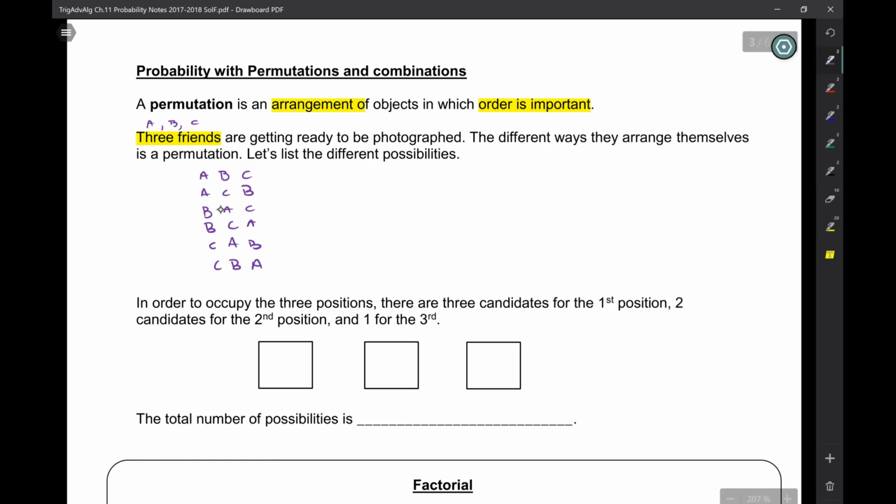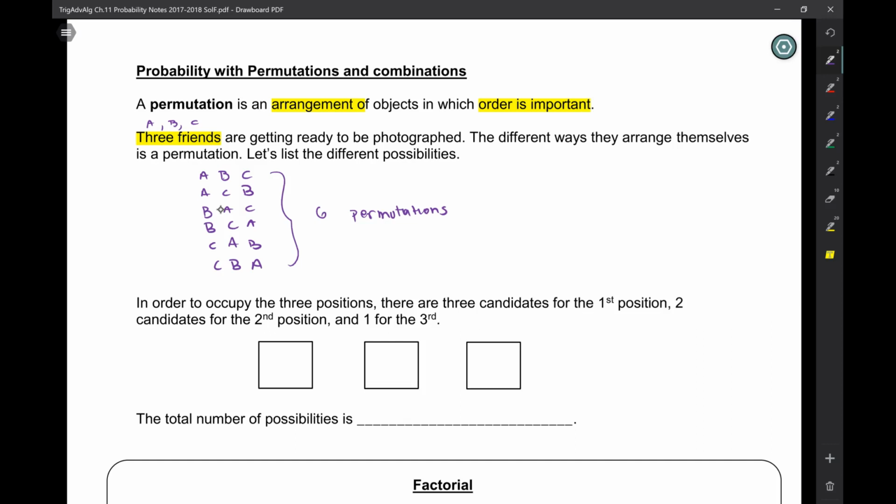There are no different ways to arrange them. So each of these is a permutation. That means here there are six permutations. It's an arrangement where order is important. So ABC is different from ACB.